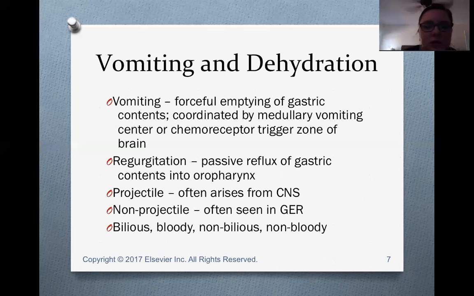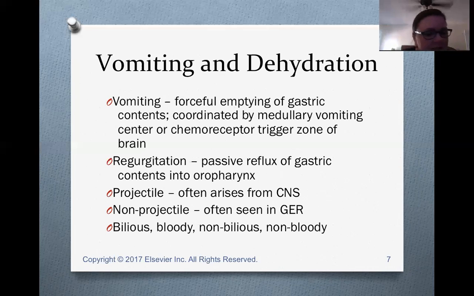and it literally shoots across the room. So this slide has CNS on here, but also add to that pyloric stenosis and read about that. Often it's described as an olive-shaped mass in the abdomen of an infant that has these projectile vomiting symptoms.